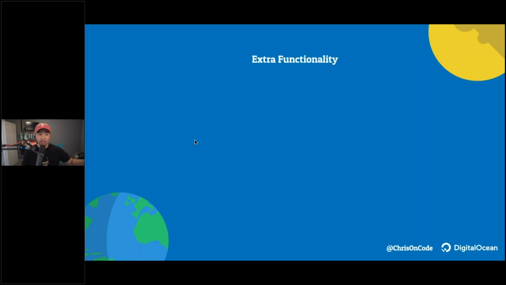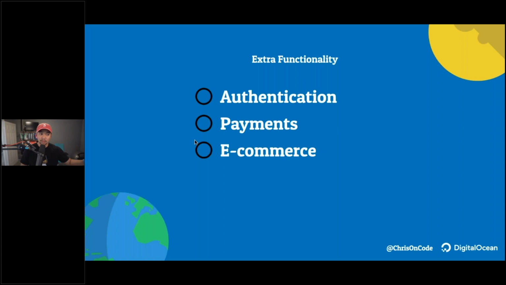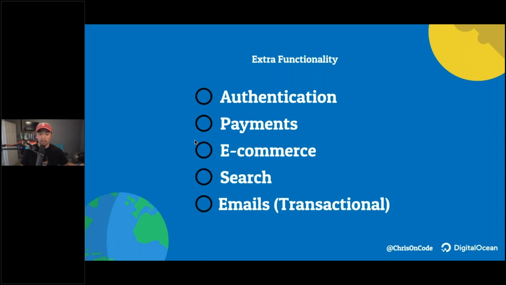We have extra functionality that we need to add on: authentication, payments, e-commerce, search, and emails, like transactional emails. If you say, hey, thanks for creating an account, or hey, you've been a member for a month. So these checkboxes, and that's what these little circles are starting to add up considerably. And the crazy thing is we haven't even talked about what makes our SaaS unique, really. A lot of that is going to happen on your functionality side of things, your app server, pretty much.